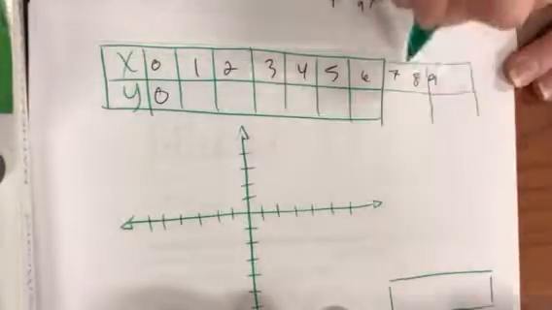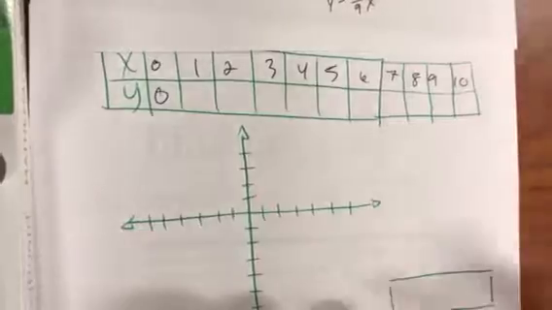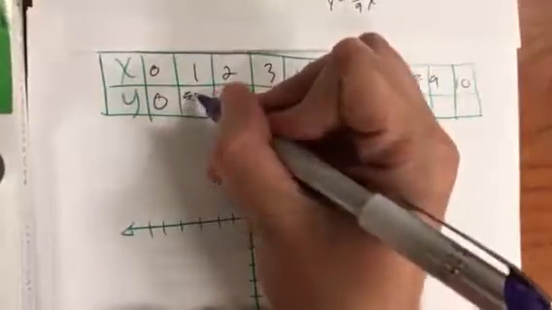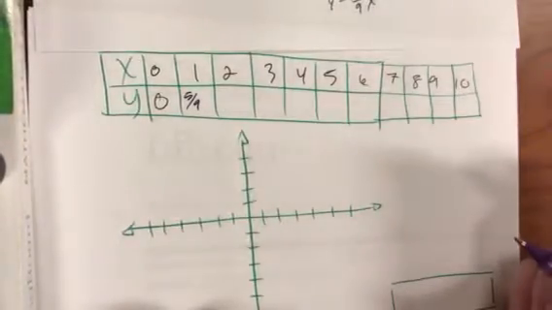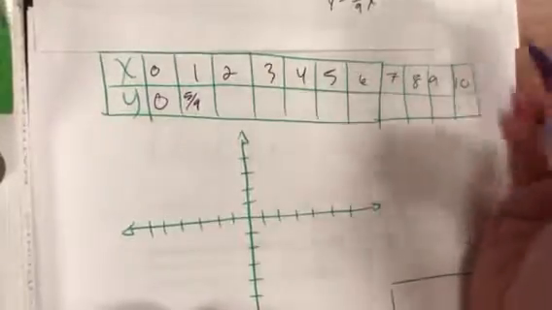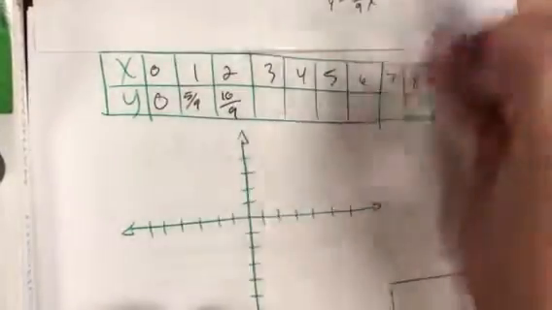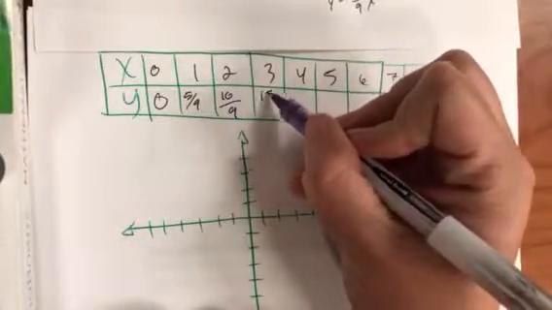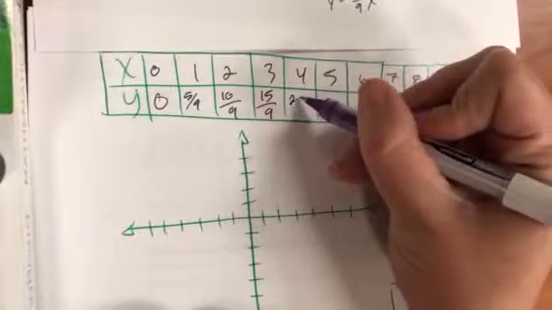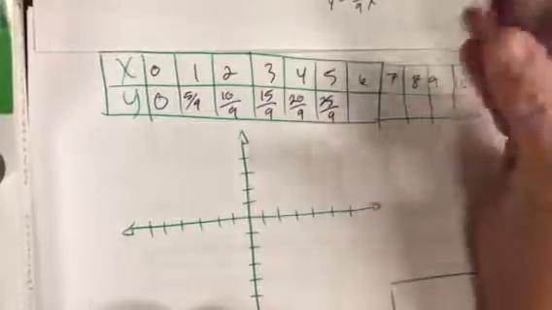There we go. So 1 times 5/9, I would need 5/9 of a can. Then 2 times 5/9 would be 10 ninths. 3 times 5/9 would be 15/9. 4 times is 20 ninths, 20 over 9. And then 5 is 25 over 9.